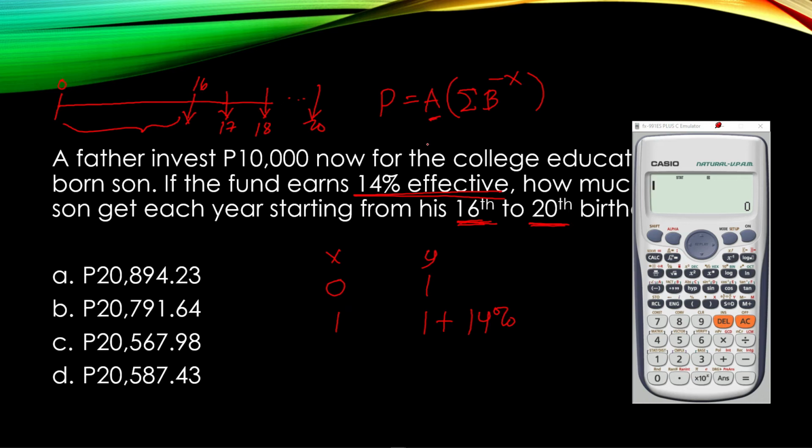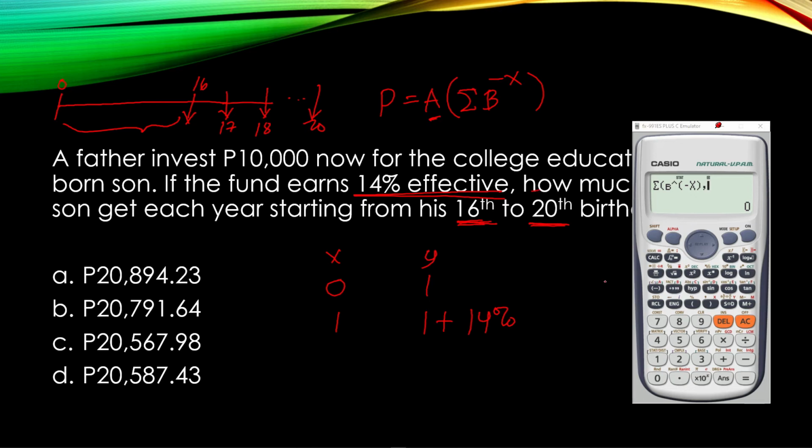Okay. So, solve natin yung summation of B raised to the power of negative X muna. Okay, meron kasi tayong P, 10,000. Yun yung ininvest ng papa, ng father. Okay. So, we have the summation of B raised to the power of negative X. Okay. From dito na. Dito na natin i-adjust. Kasi nga, hindi siya from first year. Hindi siya from year 1 mag-withdraw ng pera. From 16th year lang siya to 20th year.